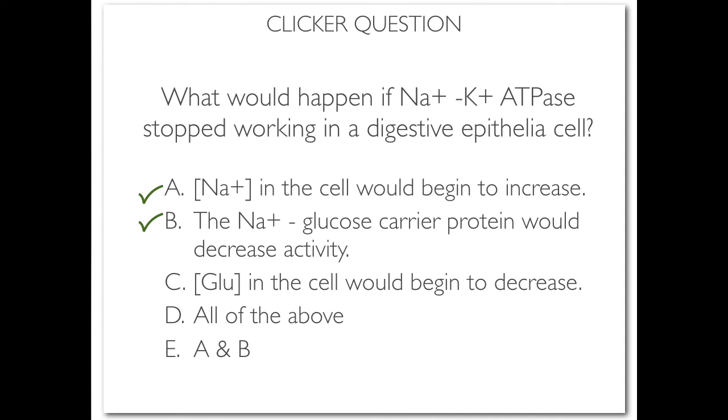And this is a dynamic process. If you stop doing that, then you would expect that you're going to have less glucose in the interior of the cell, and so its concentration would go down. So half of you got the right answer.